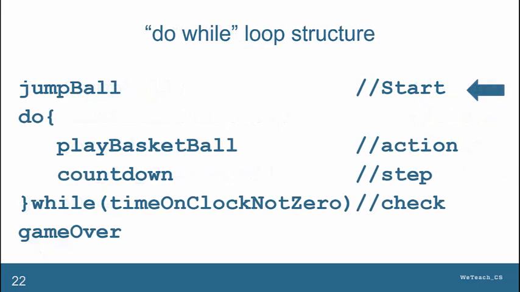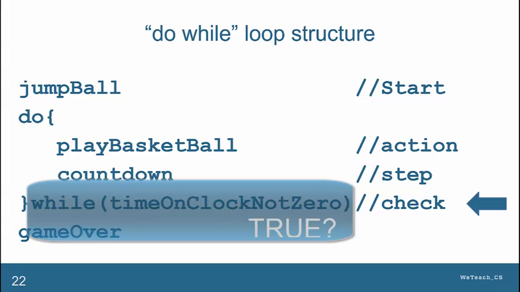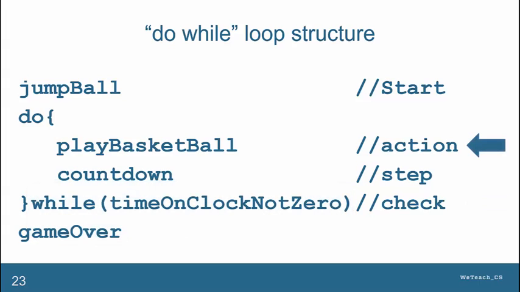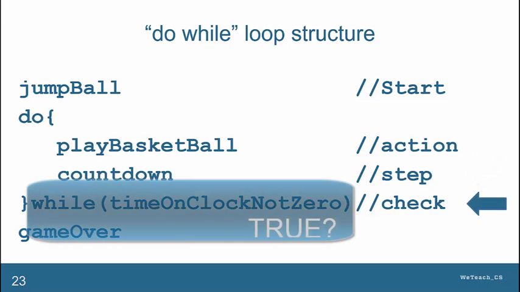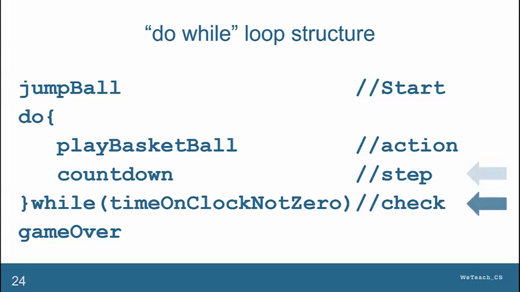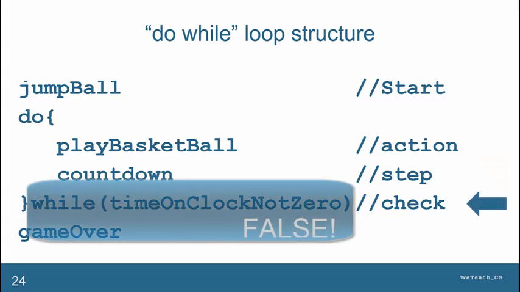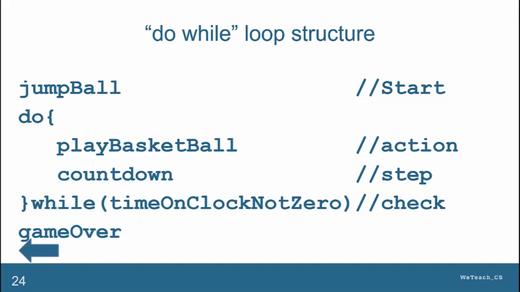The do-while loop is similar to the while and the for, except the check is at the end, making it a post-test loop. After the start, the action happens immediately, then the step, and finally the check. If the condition is true, control goes back to the top of the loop with the action and step, and then check again. If true, action happens again, step again, and check again. When the final check is false, the loop ends.